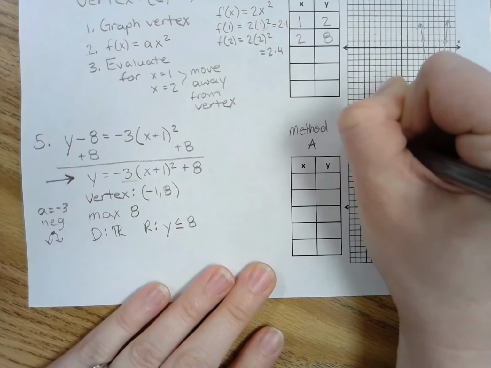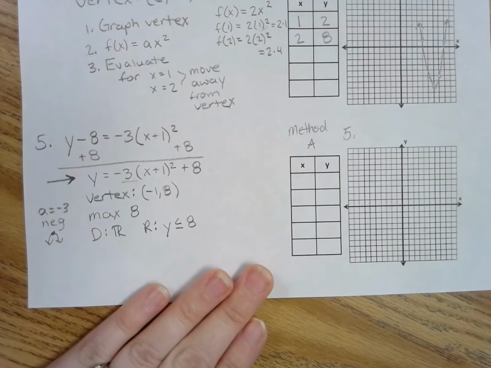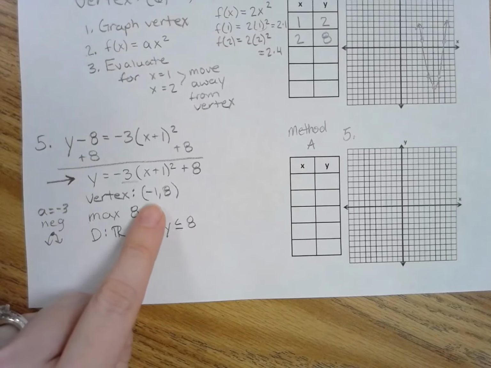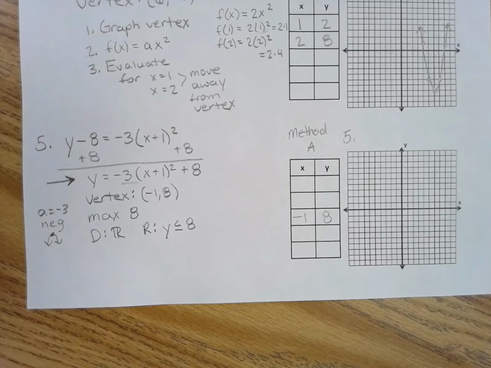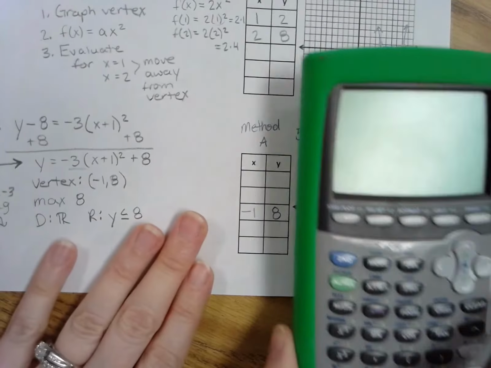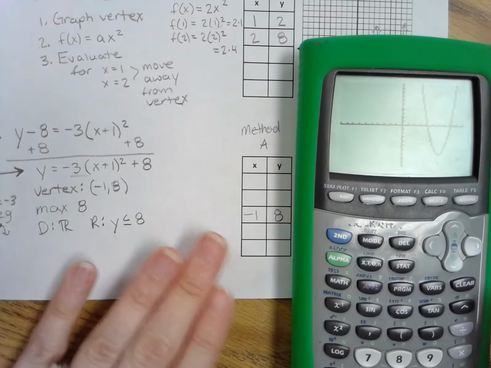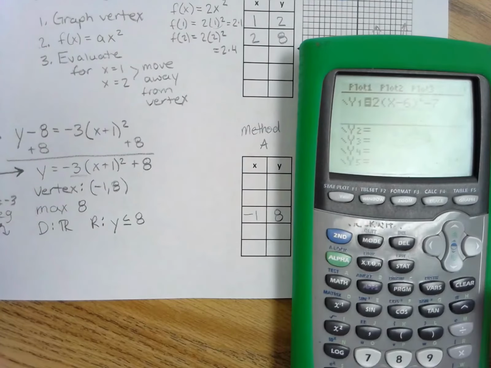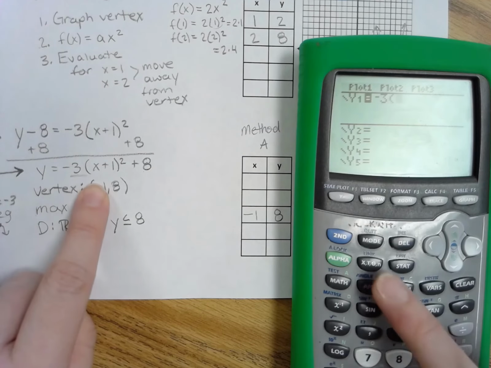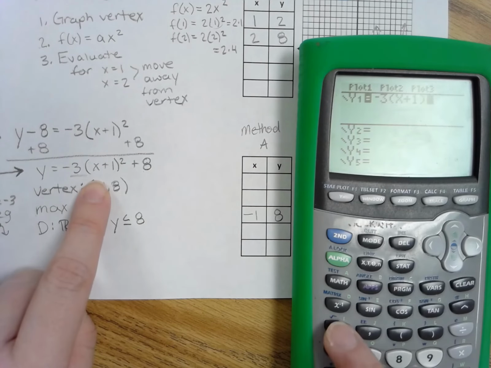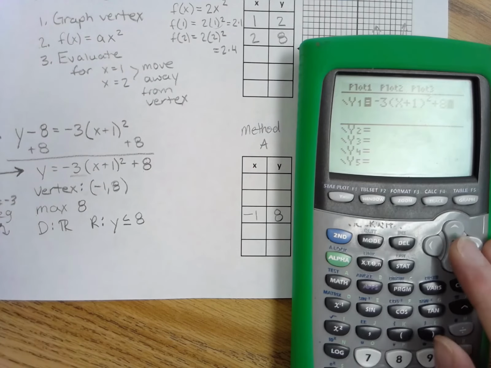This is for problem number 5. So for method A, we're going to put that vertex in the center, -1, 8. So use your graphing calculator to complete the rest of your function. So going back to y equals, of course clear out anything you previously had and type in the function where it's set equal to y. So -3 parentheses x plus 1 close parentheses squared plus 8.